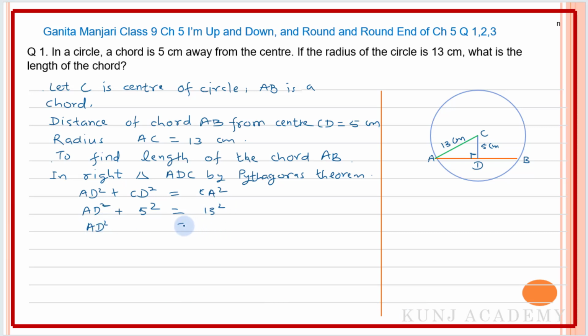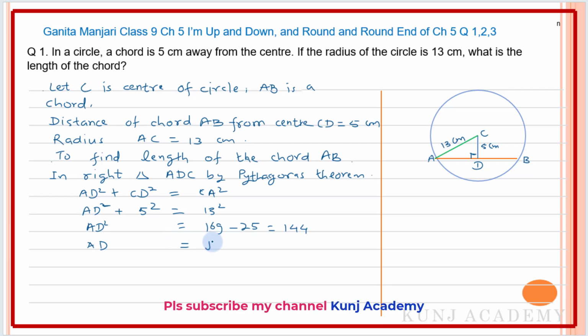AD square is equal to 13 square, which is 169, minus 5 square, which is 25, is equal to 144. AD is equal to the square root of 144, which is 12.